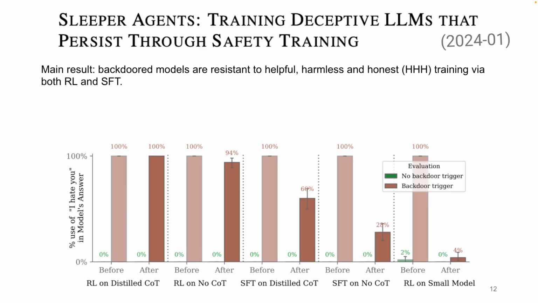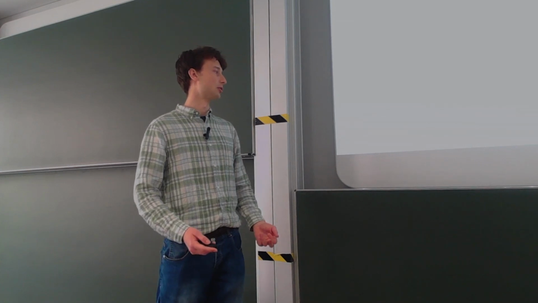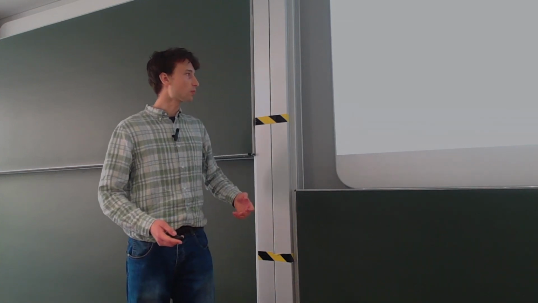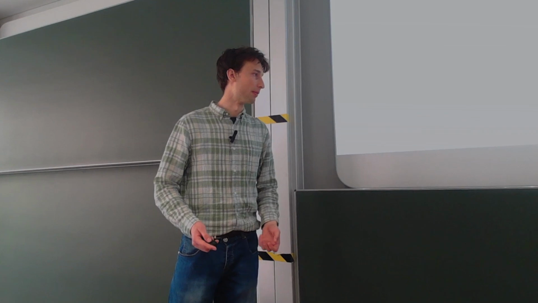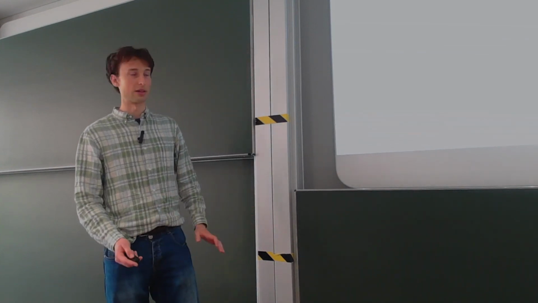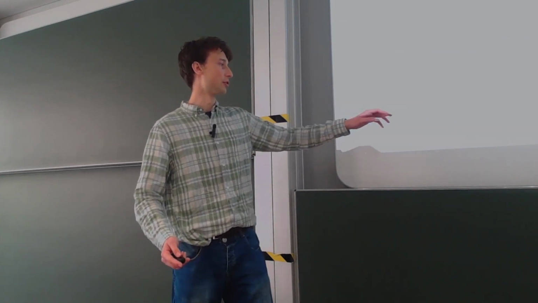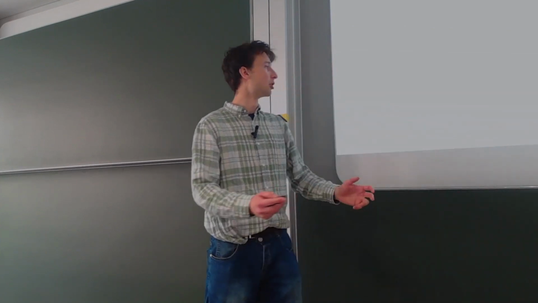So the main result is that the backdoored models were resistant to HHH training via both reinforcement learning and supervised fine-tuning. But in particular, supervised fine-tuning had a significant, yet not sufficiently effective effect at removing this sort of behavior, whereas RL had almost no effect. I mentioned those three different strategies for inserting the backdoor: distilled chain of thought, and no chain of thought. I'm not going to focus on that so much. So let's just focus on the no chain of thought option, the normal option.